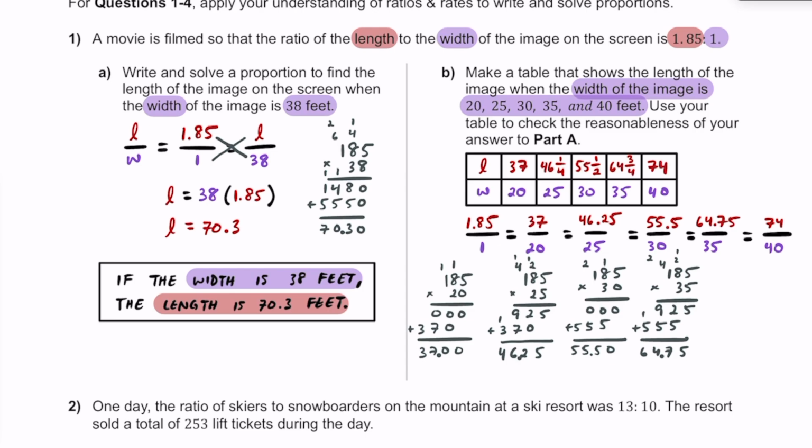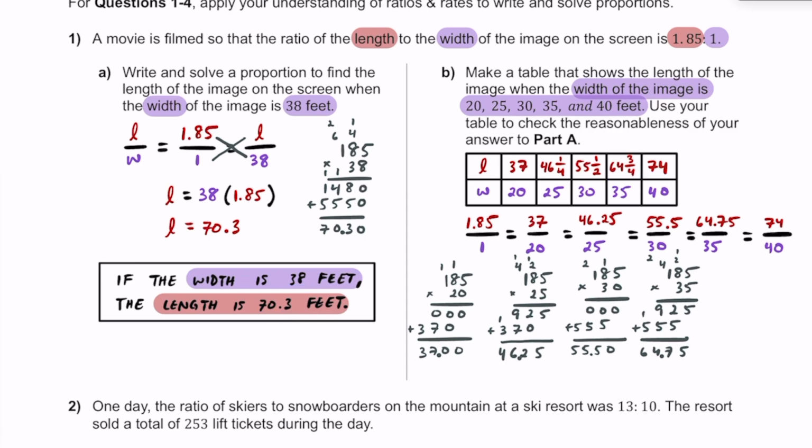So at this point, we filled in our table with a bunch of equivalent ratios from the length and width of this image at the movie theater maybe, or on whatever screen they're showing. But we're supposed to go ahead and show the reasonableness of our answer to part A. So remember in part A, we were talking about when the width was 38. And so 38 falls between 35 and 40 here. So we had gotten a length of 70 and 3/10. And you want to check to see, does that seem reasonable? Does it fall in between these values here as well?